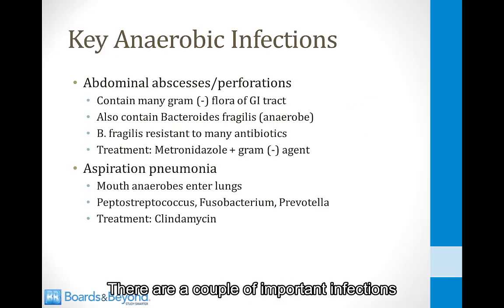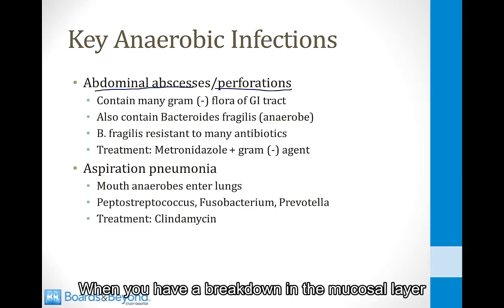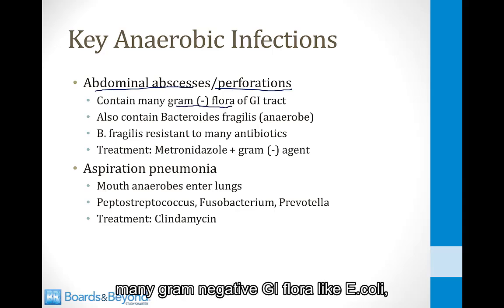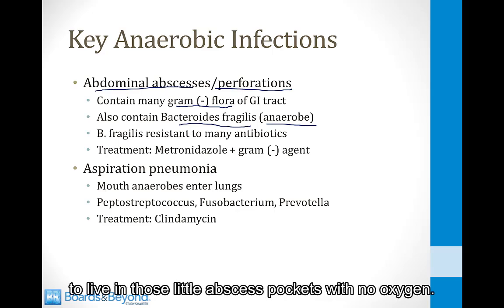There are a couple of important infections where anaerobic bacteria play a key role, and let's talk about those now. So abdominal abscesses or perforations often involve anaerobic bacteria. When you have a breakdown in the mucosal layer of your GI tract, you will get an abscess that contains many gram-negative GI flora like E. coli, but it will also contain B. fragilis, which is an anaerobe, and B. fragilis loves to live in those little abscess pockets with no oxygen.